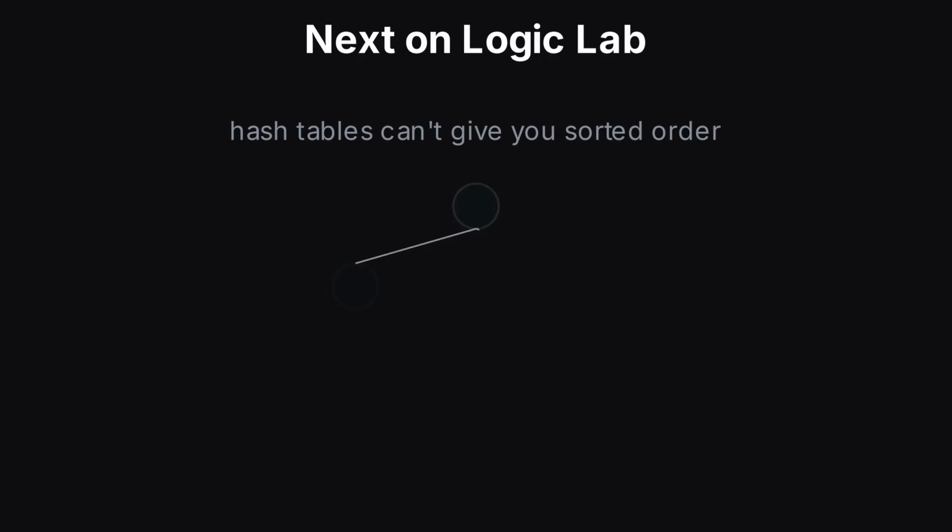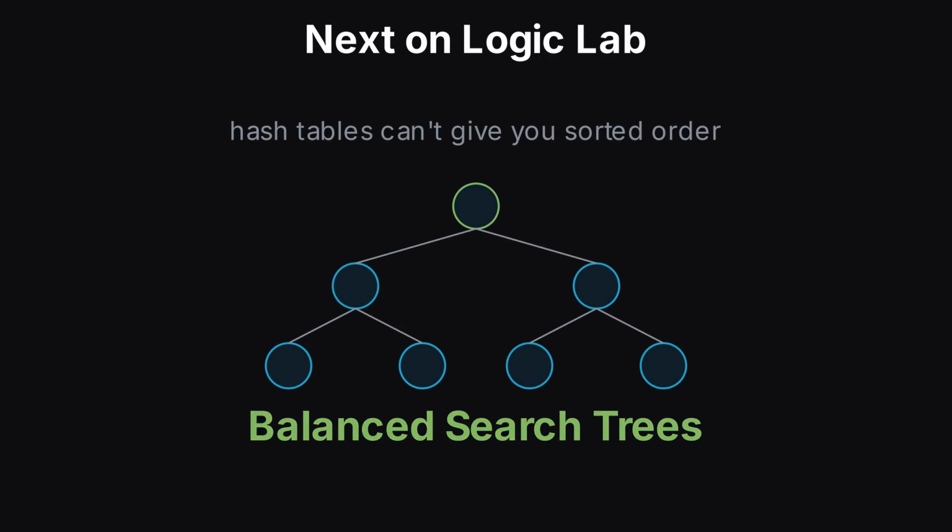Hash tables are blindingly fast, but they have a weakness. They can't tell you what comes next in order or give you a sorted range. For that, you need a structure that stays balanced as it grows, a tree.